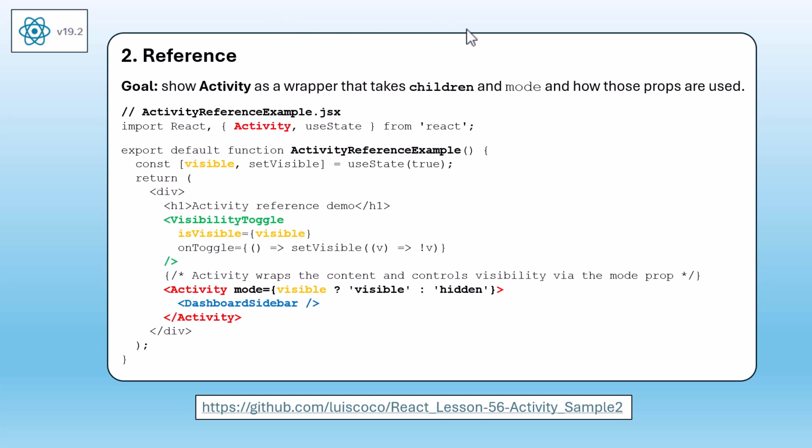2. Reference. Activity is used as a wrapper that controls visibility. When the boundary is hidden, React makes the children invisible while cleaning up effects. When the boundary is visible, the children reappear with their previous state intact. Activity expects two inputs, the content to show or hide, and the mode that indicates whether the content should be visible or hidden.